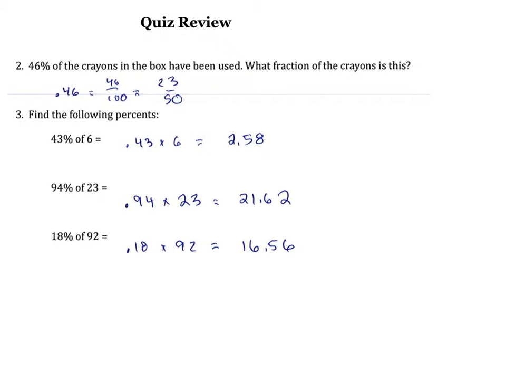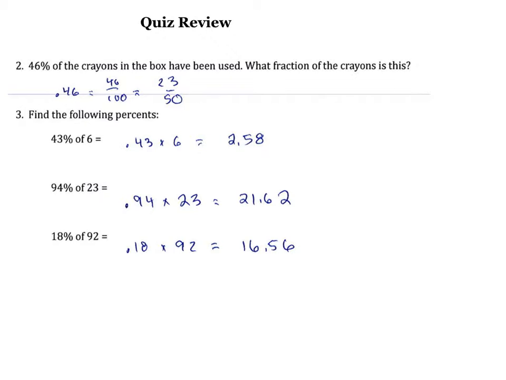Looking at number 2, 46% of the crayons in the box have been used. What fraction? So we have 46%. Anytime you see 46%, remember, percentage compares a number in relation to 100. So if we have 46%, think of 46 over 100 as how you would write that as a fraction. And we reduce that now. 46 over 100 is not in simplest terms, so that evaluates to 23 over 50. Anytime you are writing fractions, you must reduce them to their lowest terms.